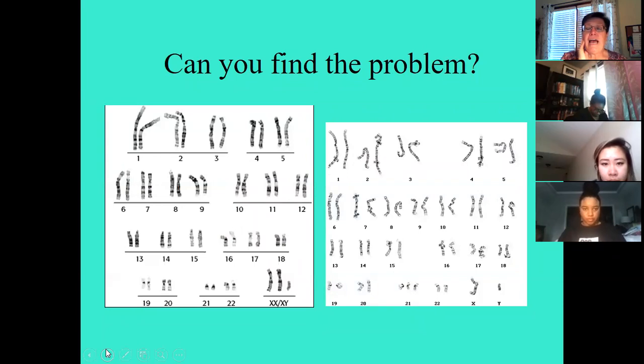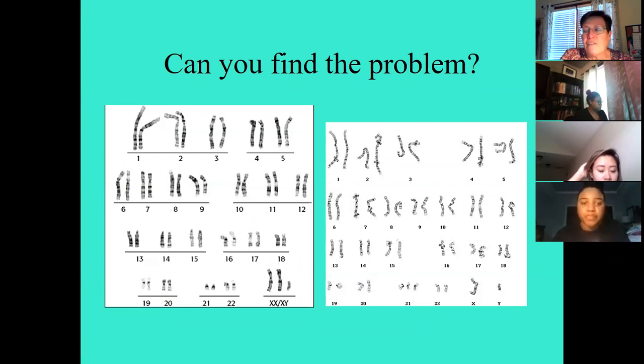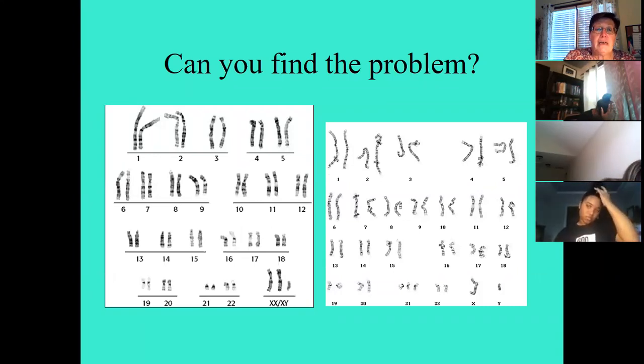Okay, so let's look at the karyotype on the left. Can somebody find the problem? Is it in the sex genes? What do you think the problem is there? It's not the genes, it's the chromosomes. Too many X and Y. They have too many. Yes. There should only be 2 sex chromosomes, but there are 3. So they are 2 X's and a Y.